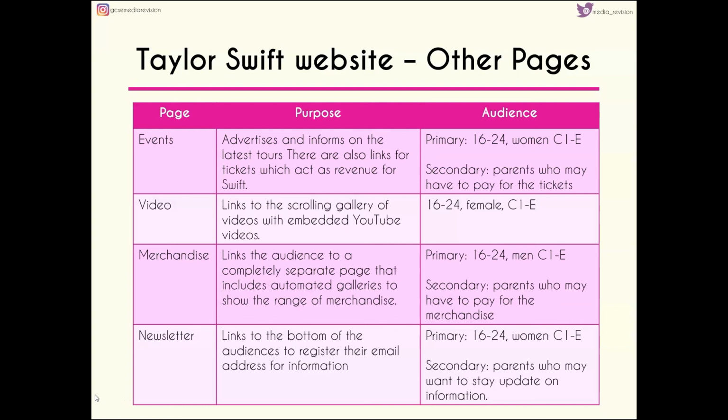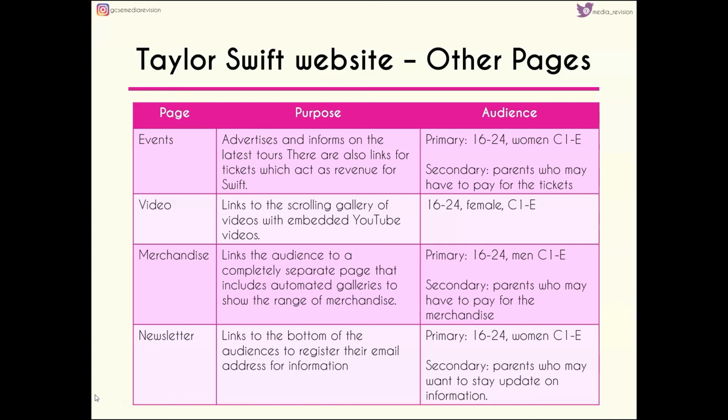Interestingly, the only link that takes you to a completely separate page is the merchandise. All the other links take you to different parts of the original homepage. Now, the merchandise has automated galleries to show the range of merchandise. It's also got merchandise from different eras as well, so you'll be able to go back and buy things perhaps from the Reputation era. And again, this is likely to include both primary and secondary audiences.